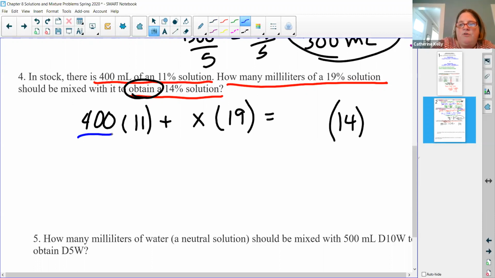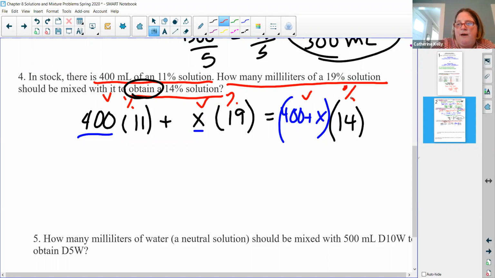But how much is that 14%? Well, we're going to have 400 plus whatever I add there. So this is 400 plus X for my total. Because if X was 3, it'd be 403. If X was 100, it would be 500. So remember, I have a volume and then a percent, a volume and then a percent, a volume and then a percent. This volume happens to be in milliliters, and then the percents in percents.